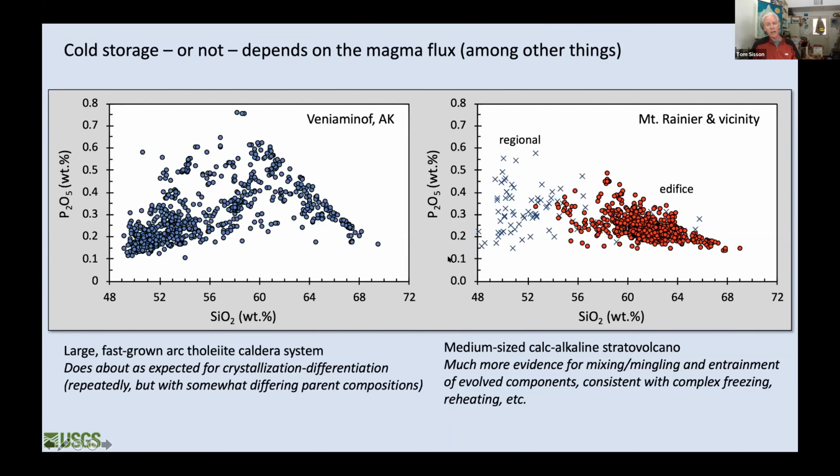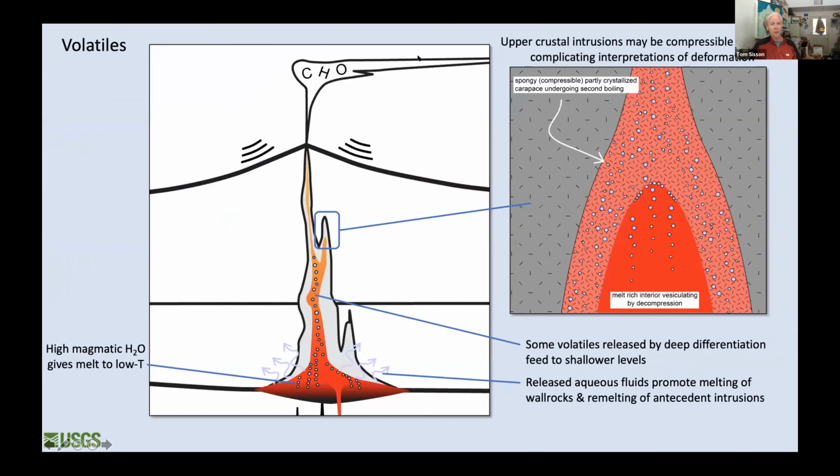And then in contrast, on the right is Mount Rainier. It's a medium-sized calc-alkaline stratovolcano, and it has much more evidence, macroscopic and petrographic, for mixing and mingling, incorporation of evolved components, consistent with a system that's being heated, cooled, heated, cooled, heated, cooled. So it depends on magma flux, among other things.